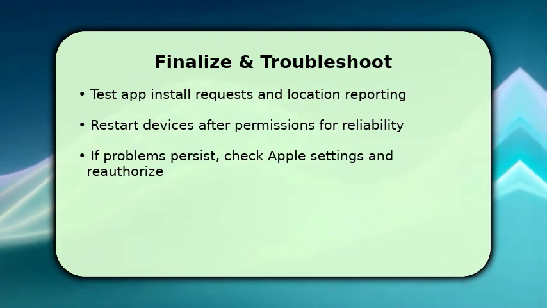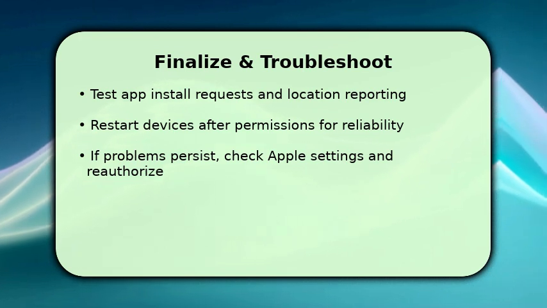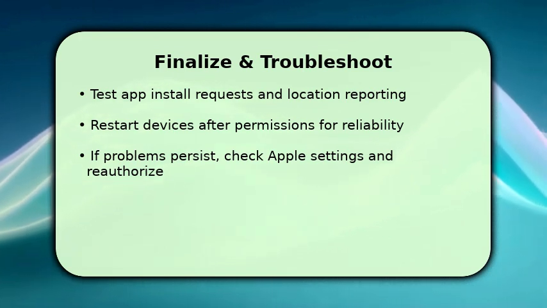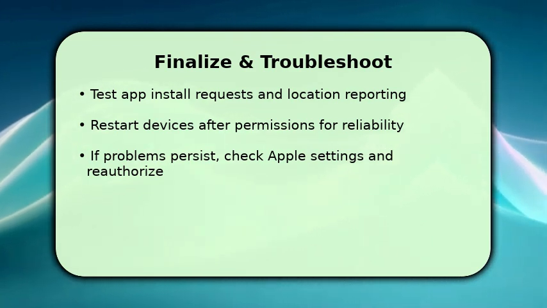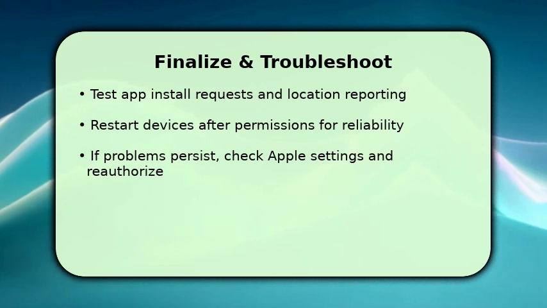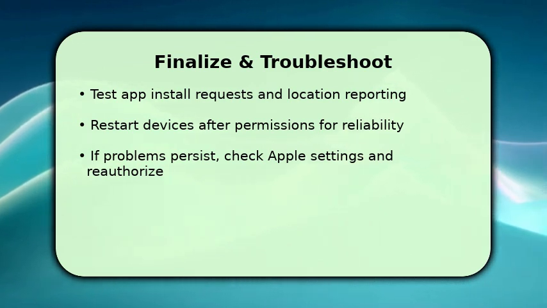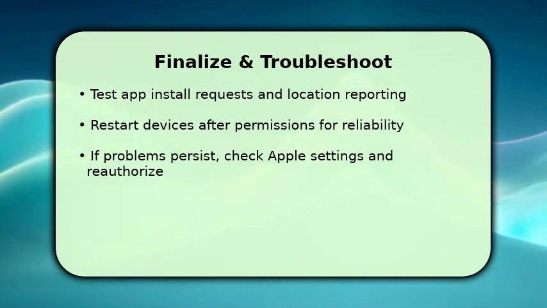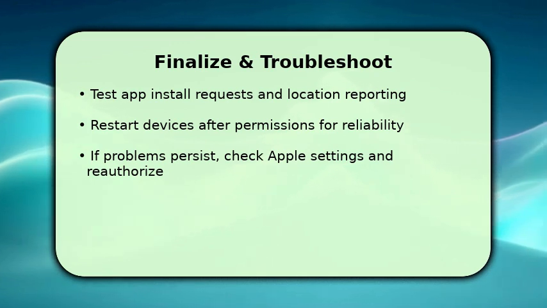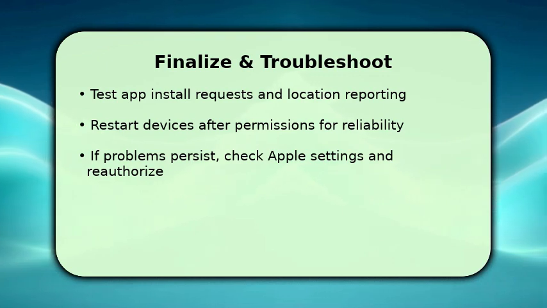If something fails, restart both iPhones to ensure permissions take effect. That often resolves background permission issues. If problems persist, go into iPhone settings to reauthorize location and background app refresh for Family Link and relink accounts in the app. One key troubleshooting tip: toggling the app permissions and then restarting typically clears lingering authorization errors.